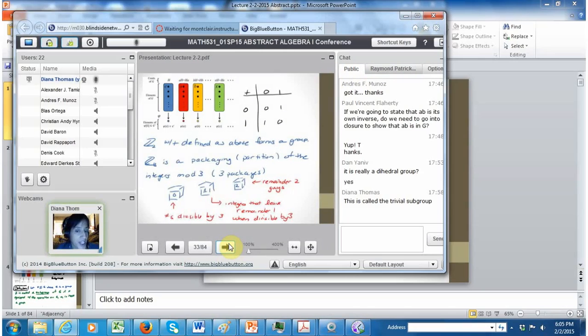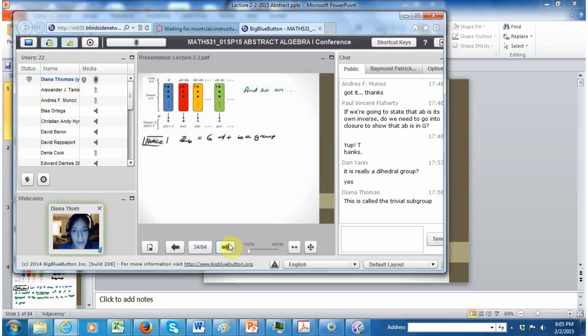Z3 would be a packaging, or what we call a partition, of the integers mod 3. There's going to be 3 packages. There's first going to be the numbers that are divisible by 3. That's going to go into the 0 box. Then there's the possibility of having a remainder of 1. Those go into the 1 box. And then there's remainder 2 possibilities, and they go into the 3rd box. And you have a Cayley table with that too, and so on. I'm not going to develop the Cayley tables.